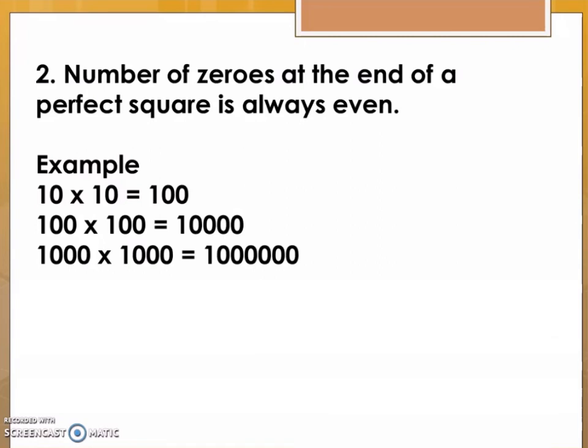A perfect square number will always have even number of zeros. So if you are given a number which is having only 3 zeros in the end, it cannot be a perfect square. Same way, if you are given a number which has 5 zeros or 7 zeros, odd number of zeros, it cannot be a perfect square. That is the second property.